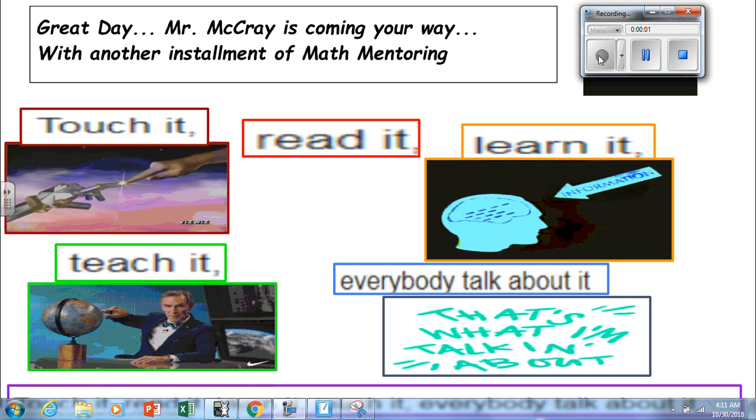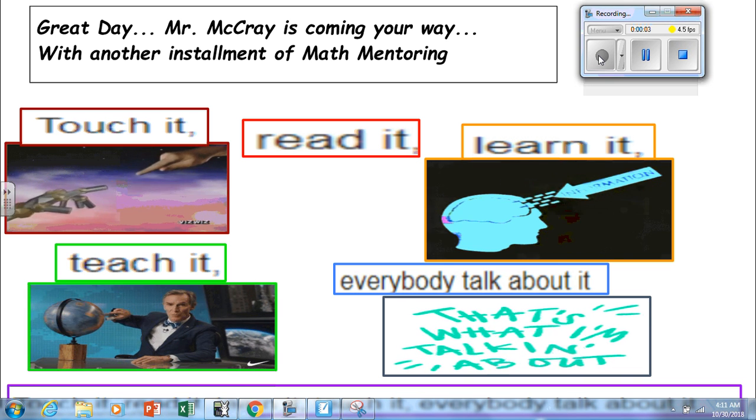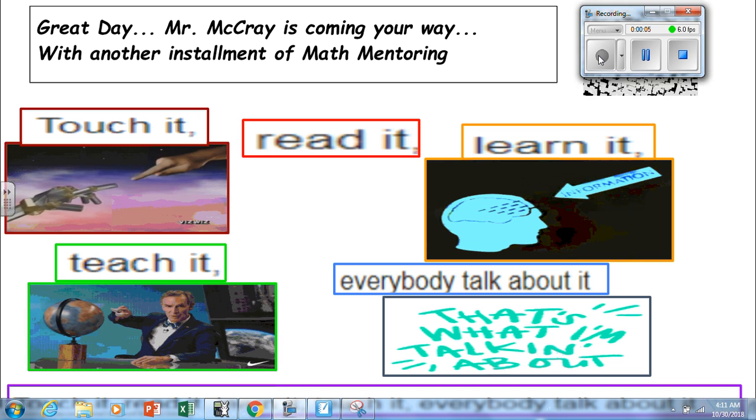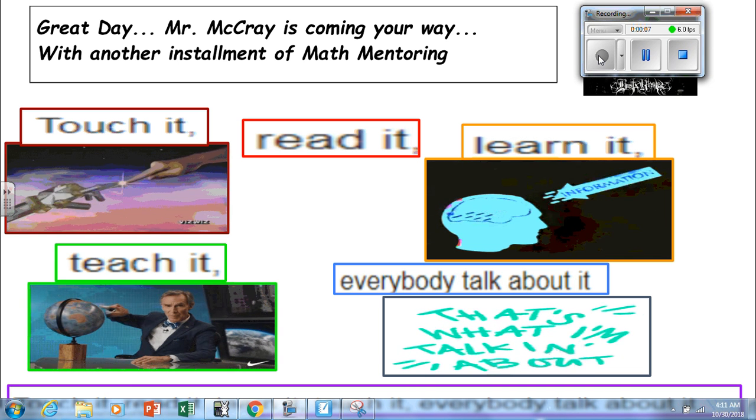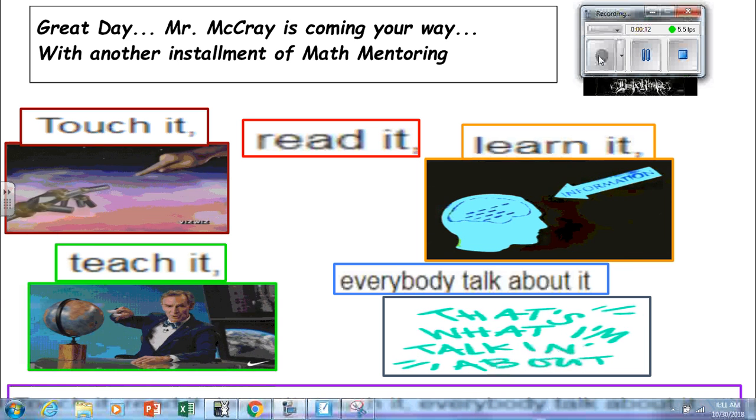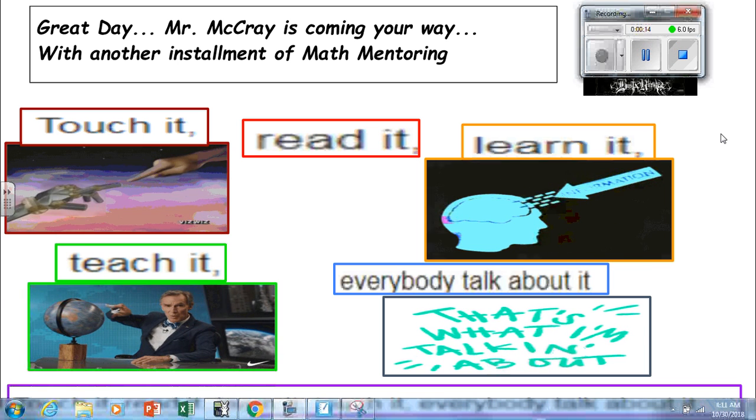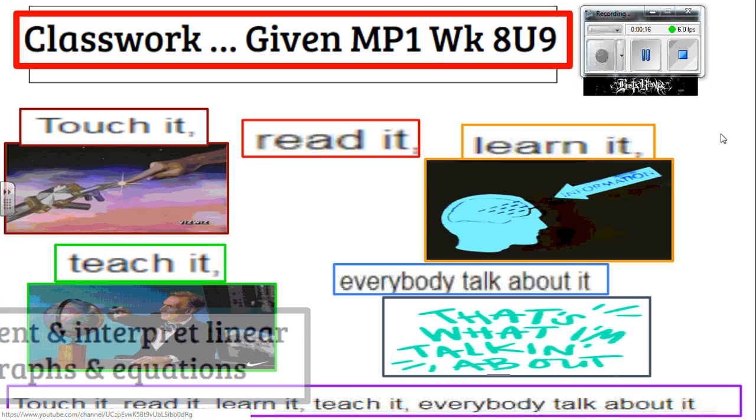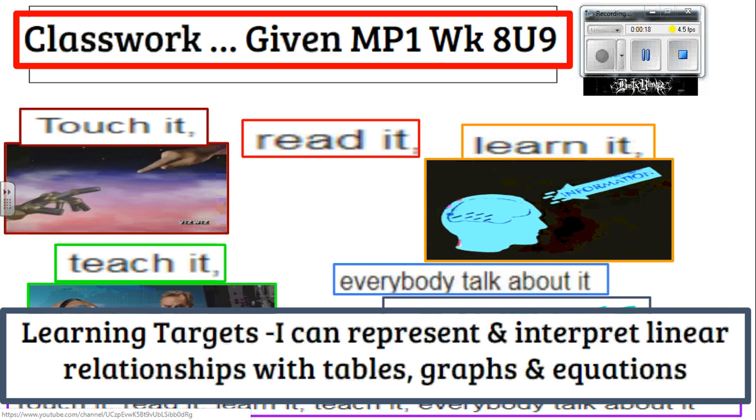Part two, classwork, week 8 through 9, learning targets. I can represent and interpret linear relationships with tables, graphs, and equations. All right, welcome back to part two. Let's get into it.